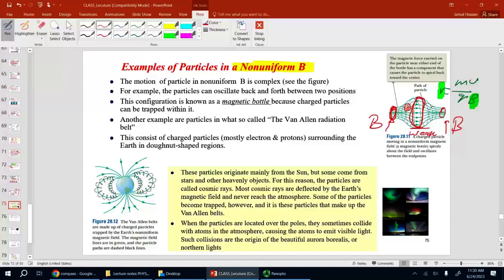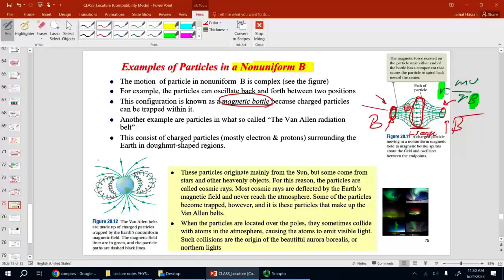This actually, in research, is called a magnetic bottle. It's a region created in such a way that they play with the magnetic field, very strong here, and weak here. So what happens? This particle moves back and forth, and is not allowed to escape. So this is called a magnetic bottle.